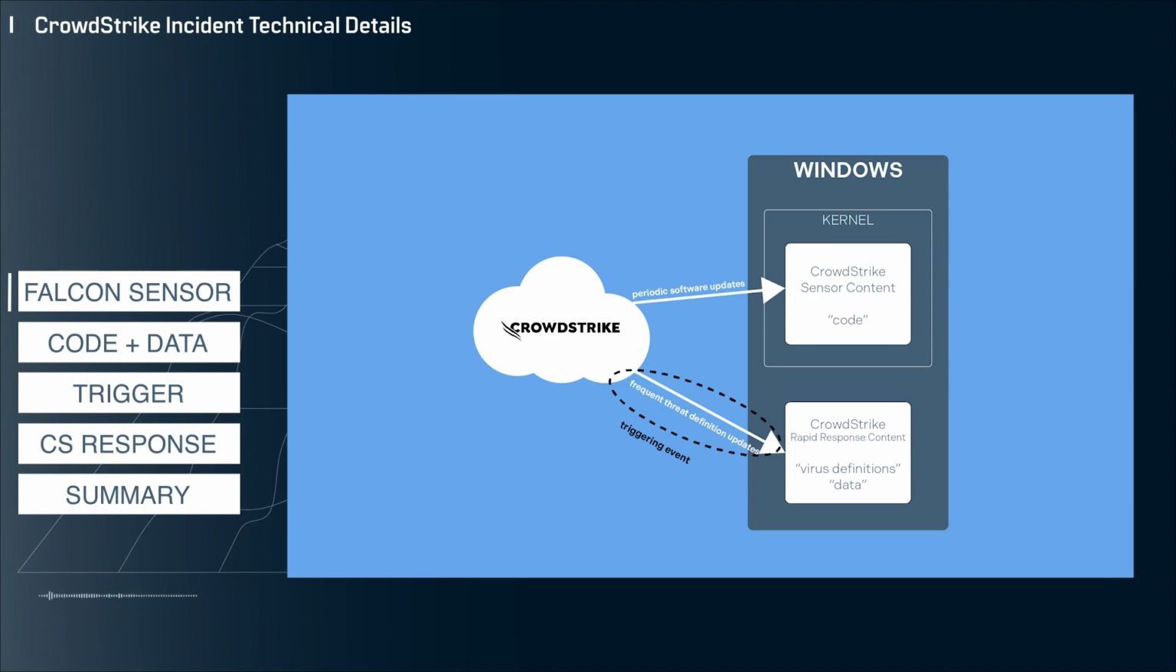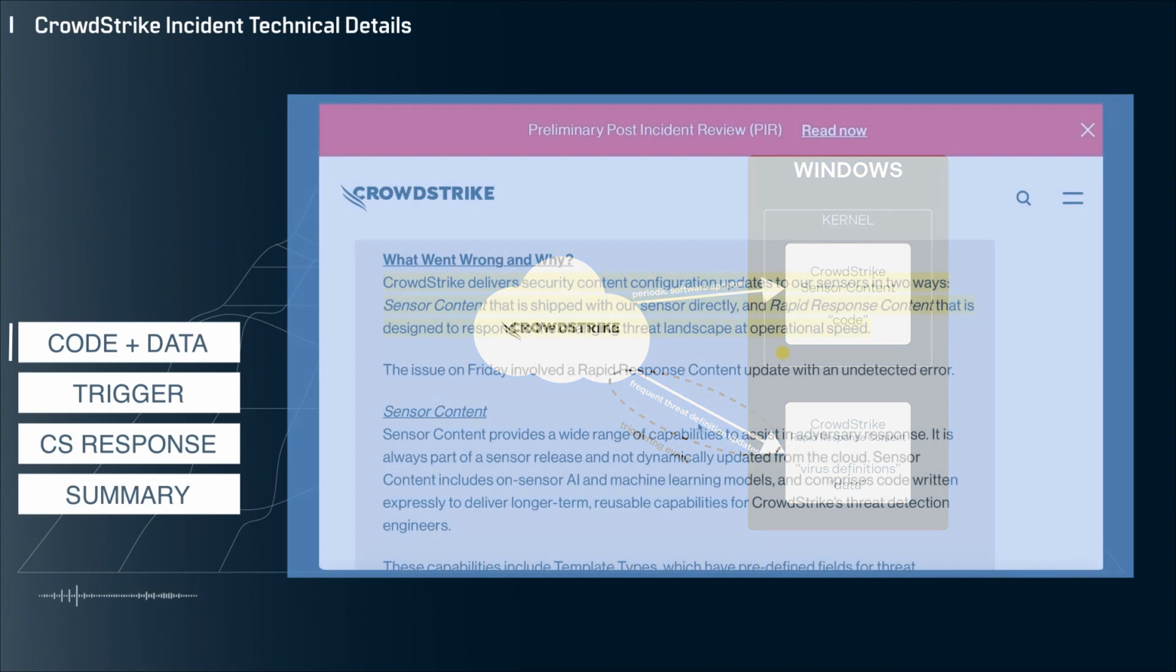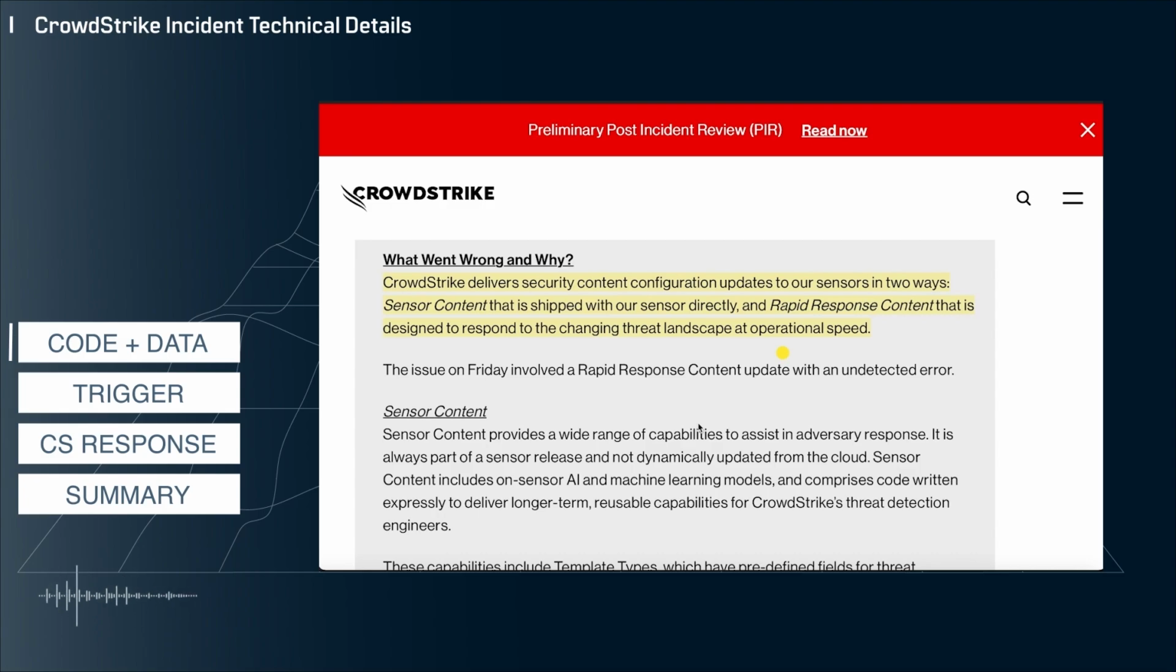The, quote, rapid response content is more or less the data that is used by the sensor software as a list of things to check for. If you've ever used antivirus software and you've seen a screen that says updating virus definitions, for CrowdStrike, the rapid response content is the virus definitions. So to summarize thus far, we have two key components of the Falcon system. There's the software that gets installed like any other on the machine, and the data that the software uses as a list of things to look for. So there's two main things, the code and the data.